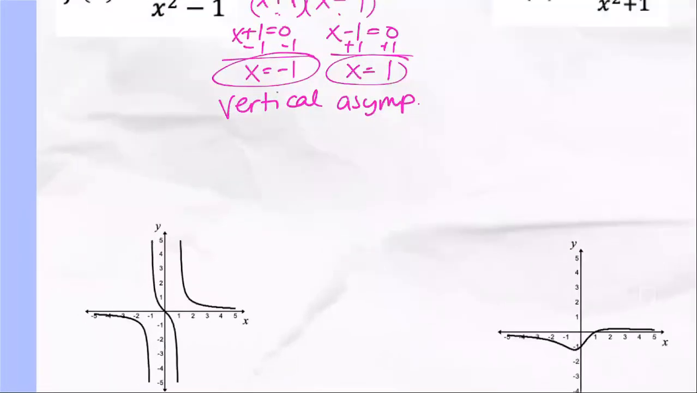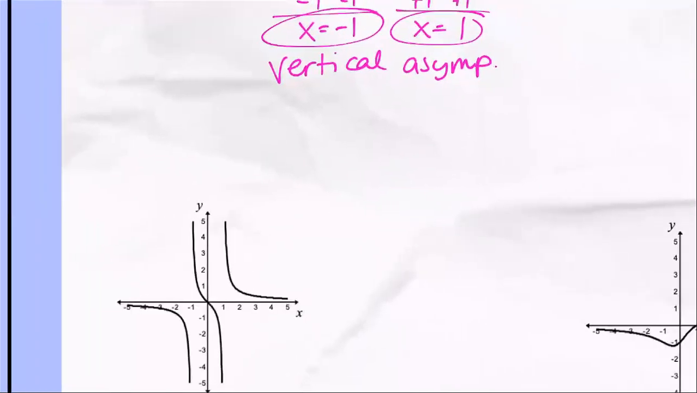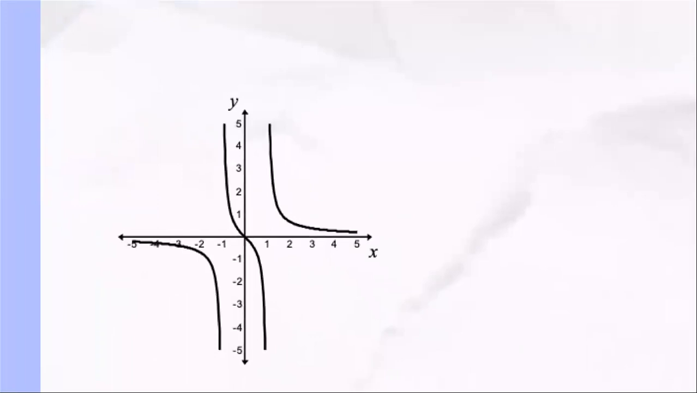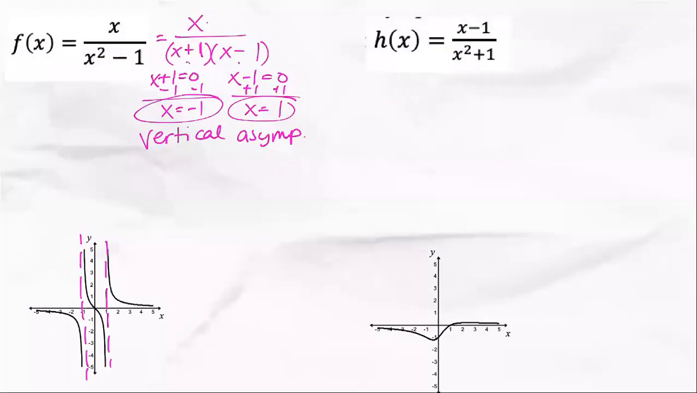And I went ahead and attached a picture of what this graph looks like. You can see that we do indeed have a vertical asymptote at x equals 1 and a vertical asymptote at x equals negative 1. You can see how the graph almost has an invisible barrier where it goes up and runs right along it, but it does not cross those two vertical asymptotes.